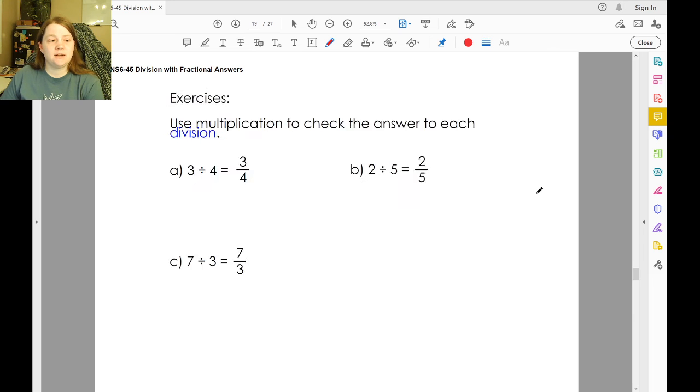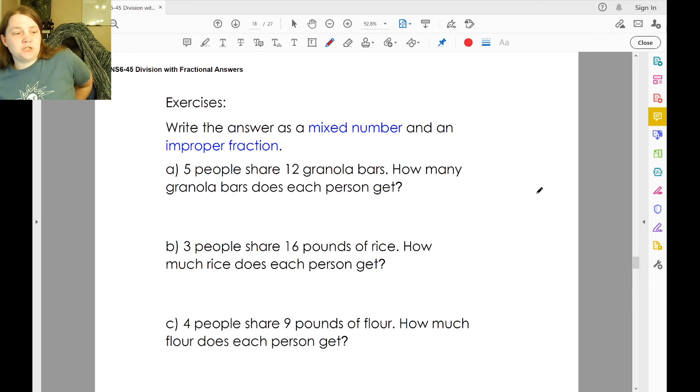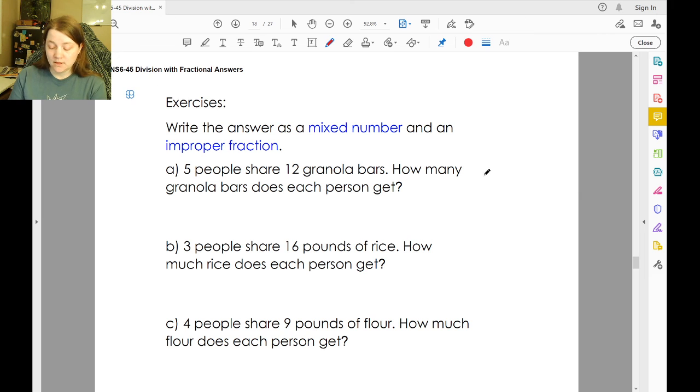So let's go ahead and look at this page. 5 people are sharing 12 granola bars. How many granola bars does each person get? Well, that's 12 divided by 5. And I know that 5 can fit into 12 2 times. 5 times 2 is 10, which means there are still 2 parts left over, which means everybody will get 2/5 of that.